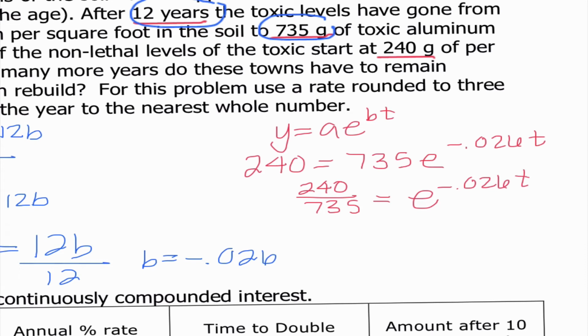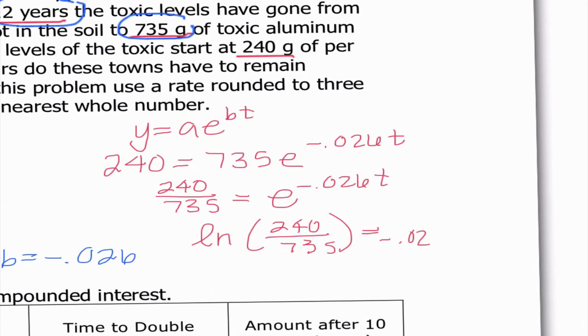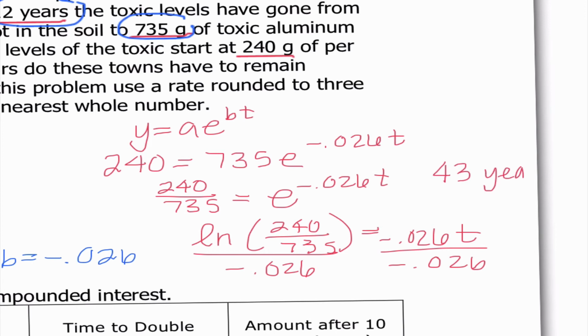And then I need to change forms and do ln of 240 divided by 735 equals negative 0.026t. Divide both sides by negative 0.026. And I end up getting 43 years because they told us to round to the nearest whole year.